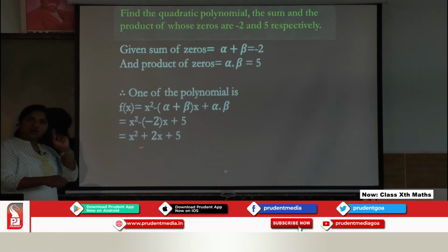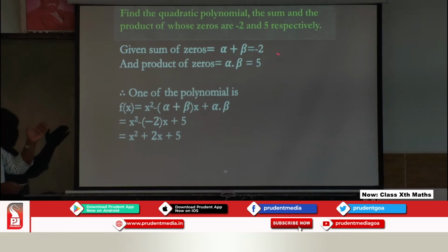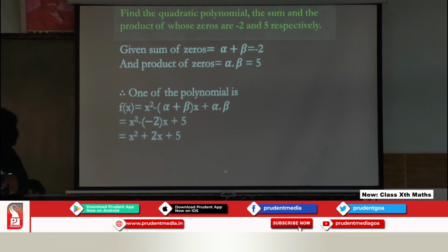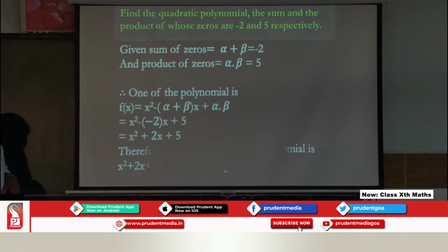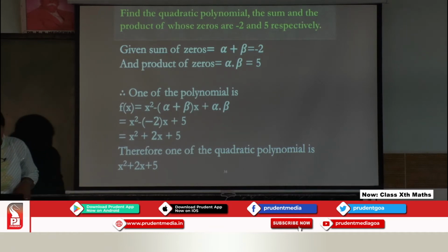So, this is one of the polynomials, because there are n number of polynomials which I can frame using this, which I will be showing you in the next few problems. So, x square plus 2x plus 5 is the required polynomial. Therefore, one of the quadratic polynomials is x square plus 2x plus 5.